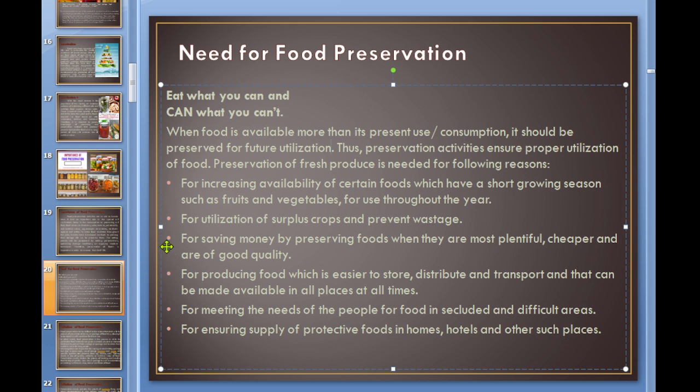Next is for saving money by preserving foods when they are most plentiful at the time. Okay, humanan ni siya. Next is for producing food which are easier to storage, distribute, and transport that can be made available in all places all the time. Like for example, canned goods, mga dilata, no? Ligon siya i-travel, dugay siya madaot. It's because of its packaging, ang iyahang packaging. So, that means nga ang kani siyang mga pagkauna pwede pa ni siyang ma-transfer to different region.